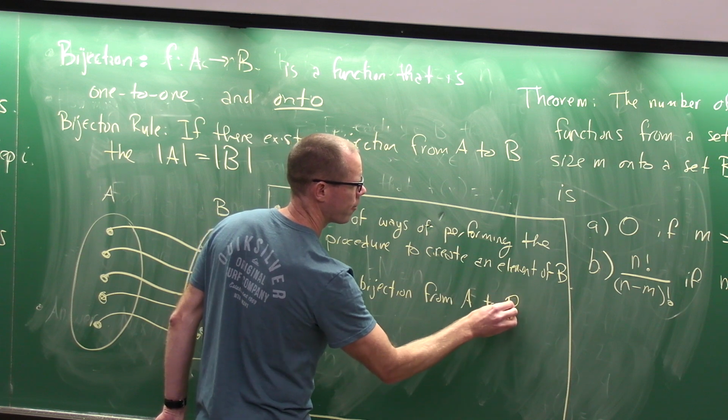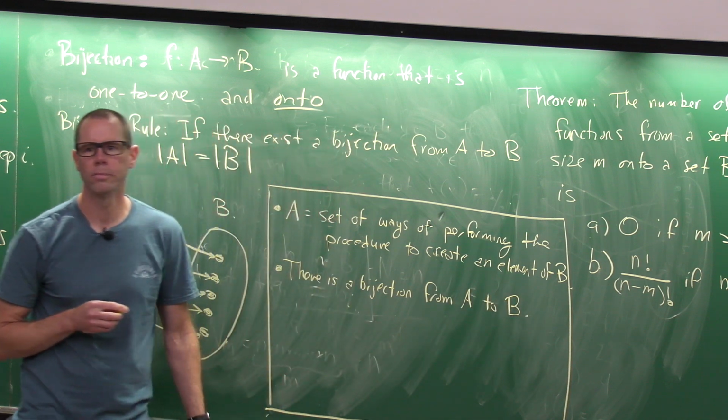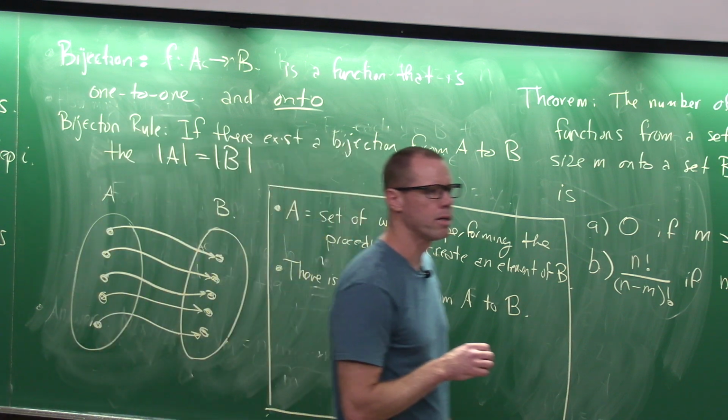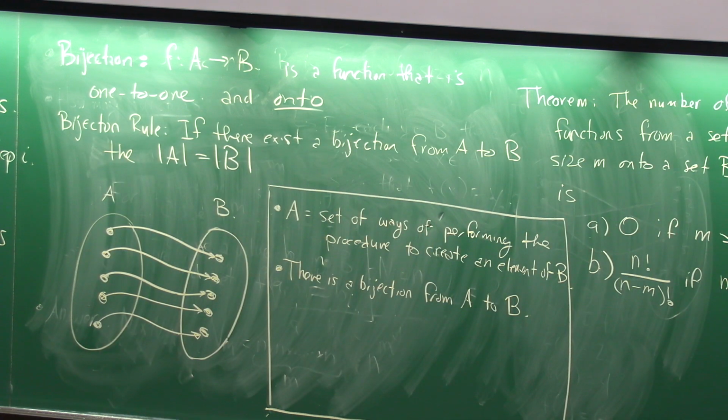from A to B. Right, if you think about this, the procedure for writing down n-bit binary strings was you write down the first bit, you write down the second bit, you write down the third bit, and so on. And there's 2 to the n different ways to execute that procedure.